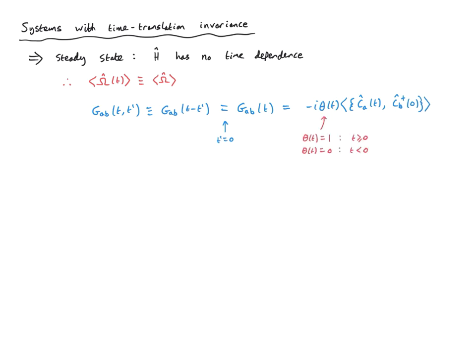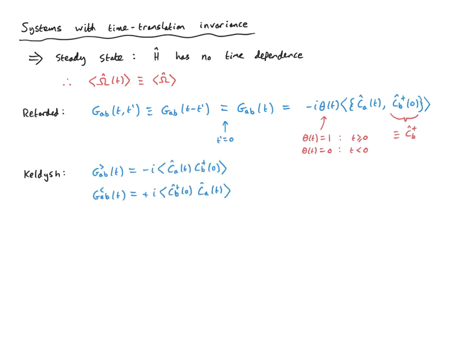And just recall here that theta(t) is the Heaviside step function, which is equal to 1 when t is greater than or equal to 0, but theta(t) is equal to 0 when t is less than 0. Also note that we can write c_B† evaluated at time 0 simply as c_B†. We can drop the time label if t is equal to 0. That was all for the retarded Green's function, but we can similarly define the Keldysh components in the same way, where we set t' explicitly to 0 in our time translation invariant system.